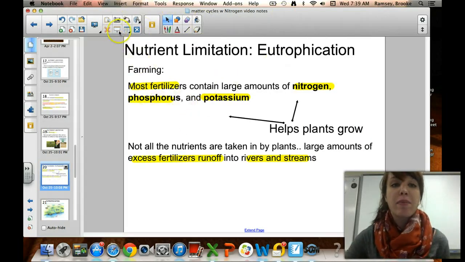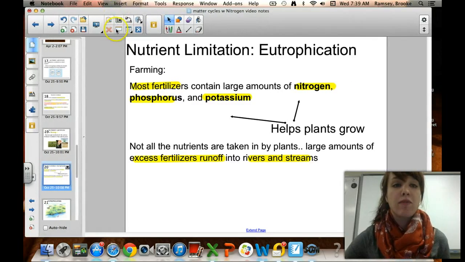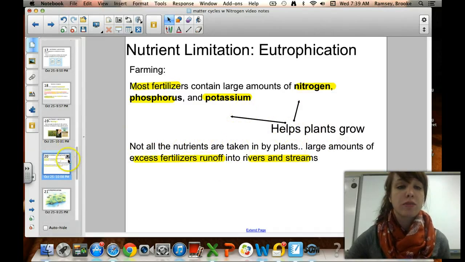Some things that can happen though when we add our nutrients to these farming ecosystems is that we can have excess fertilizer run off into the rivers and streams. So we add nitrogen, phosphorus, potassium, and other essential nutrients for plants, which helps the plants grow. But if all those nutrients aren't taken up by the plants, they'll run off into rivers and streams.